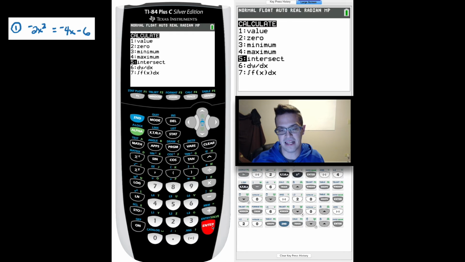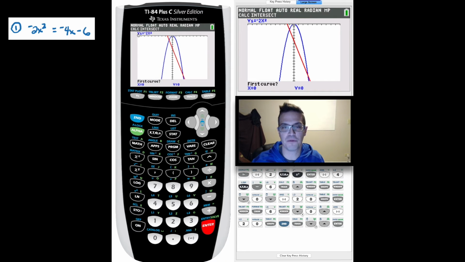So number 5, and then hit enter. Now it says first curve. Make sure your first curve is that y1, and then you're just going to hit enter. And then make sure your second curve is that y2, and then hit enter. And then it says guess.